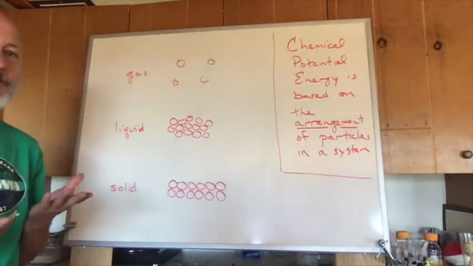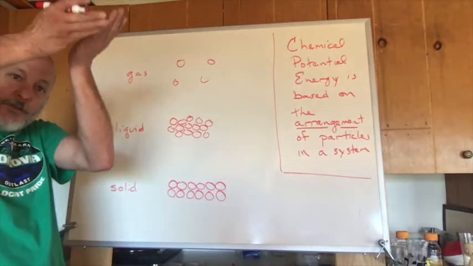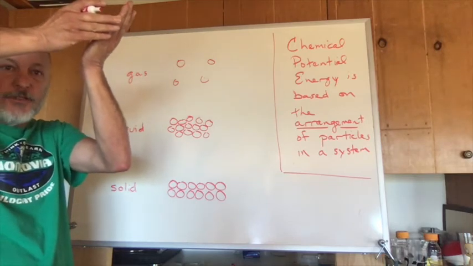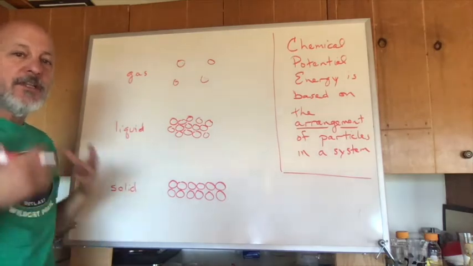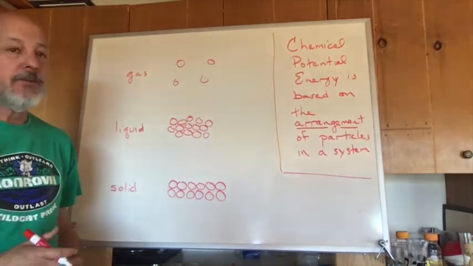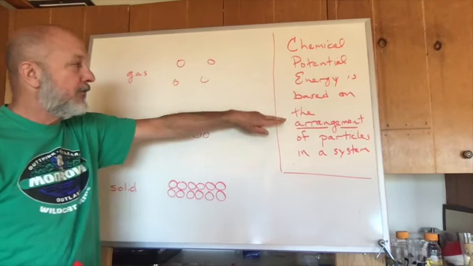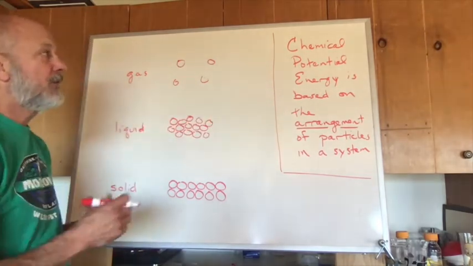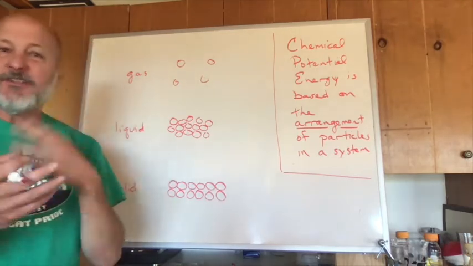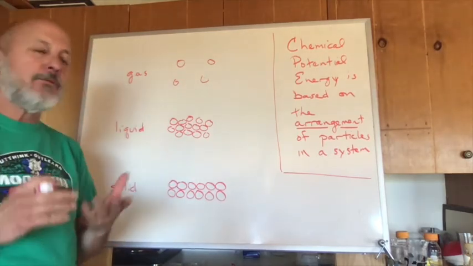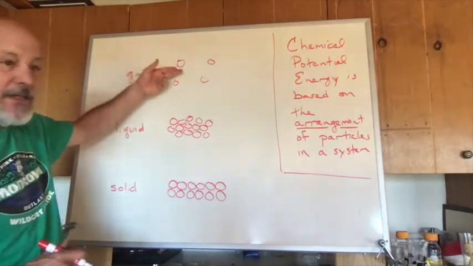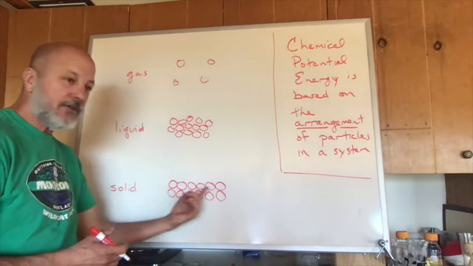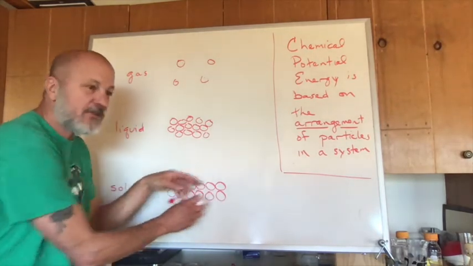Okay, so in physics, when we talk about extending something farther away from the surface of the earth, that's raising potential. Now let's look at chemical potential energy. It's also based on the arrangement, in this case, of particles in a system. So the chemical potential energy is not based on the motion, it's based on how they are arranged. When I go from solid to liquid to gas, particles are arranged differently. In solid, they're arranged in this kind of array and they're all attached together.